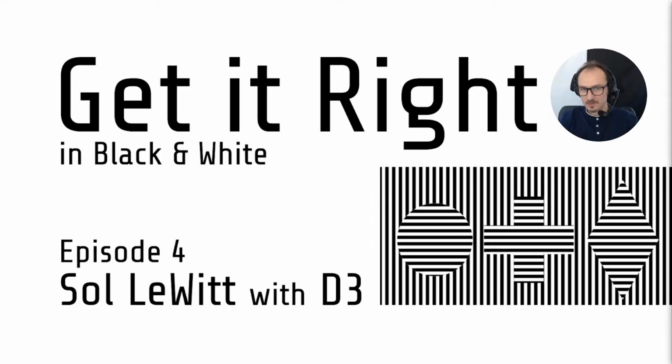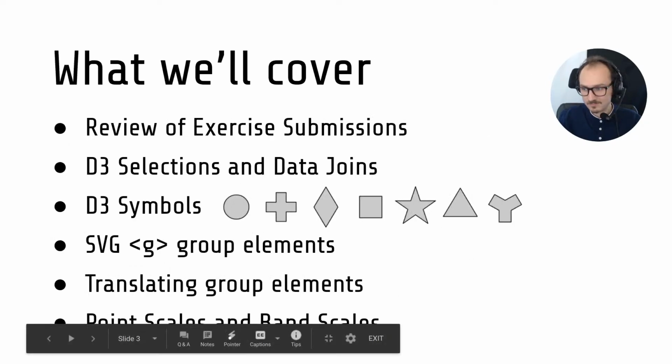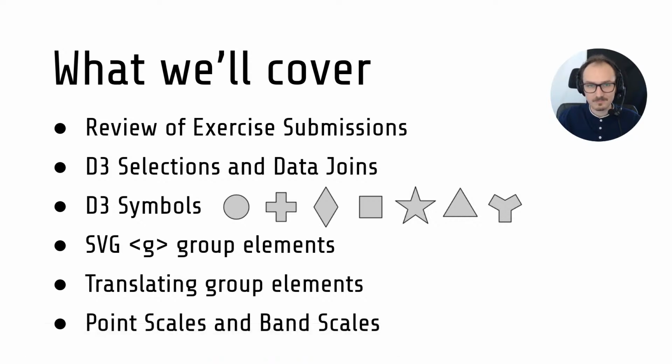All right, welcome to episode 4 of Get It Right in Black and White. Today, what we're going to do is use D3 to reproduce this Sol LeWitt piece in its fullness with different shapes. What we'll cover includes a review of the exercise submissions from last week, and then we're going to start using D3 selections and data joins. We're going to take what we did last week and refactor it, move the code around, change it so that it does the same thing but uses D3. And then we'll look at D3 symbols. D3 actually provides these nice shapes that we can use.